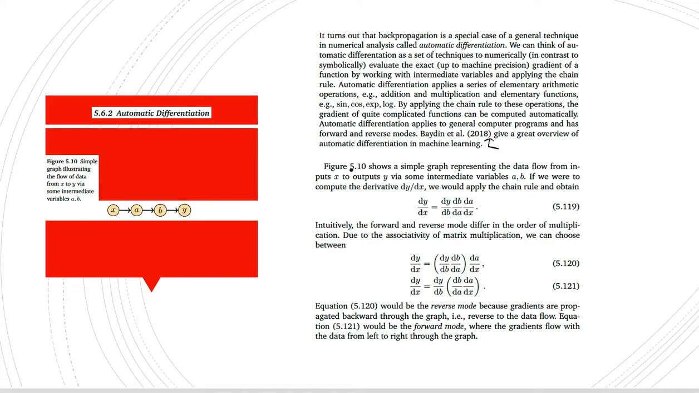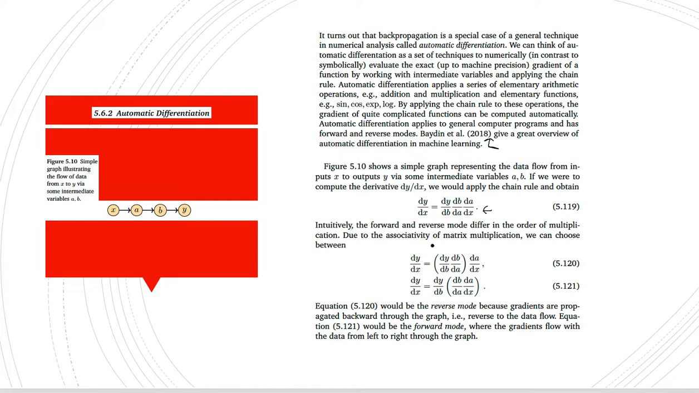Okay. Figure 5.10 here shows a simple graph representing the data flow from input x to the output y via some intermediate variables a, b. If we were to compute the derivative of dy over dx, we would apply the chain rule and we will obtain this one. Okay. We want to compute dy/dx. So basically for dy, we will do the differentiation of dy over db, db over da, da over dx. Then we can get dy/dx. Intuitively, the forward and reverse mode differ in the order of multiplication.